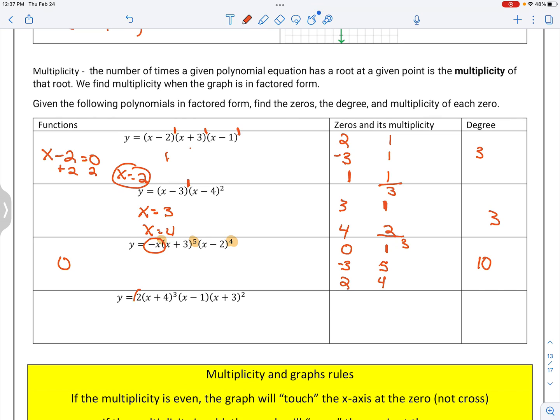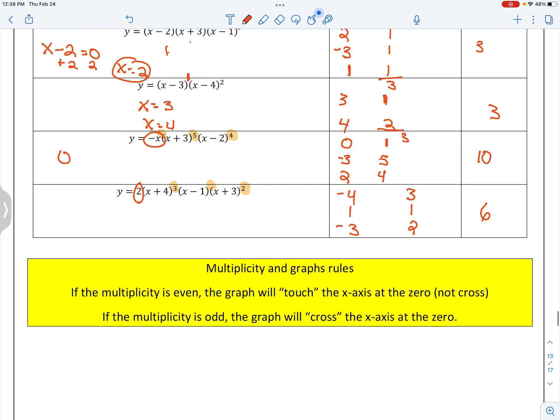Okay, welcome back. I hope this 2 didn't confuse you and you thought that that was a 0. It's not, because look, it doesn't have an x connected to it. It is just a constant. So my zeros are actually negative 4, 1, and negative 3. My multiplicities are 3, 1, 2. So that means that it has a degree of 6. It has a 6th degree.